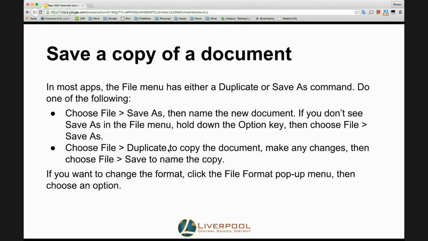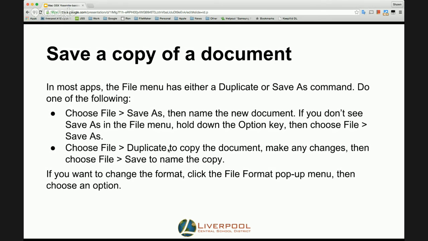So you open a document that you've already created or already saved. Now you want to save it in a different place or with a different name. Notice, different place or different name, or both. So a different place and a different name. You would choose File Save As or File Duplicate. If you want to do File Save As and you don't see Save As, hold down the Option key. Save As will be there. Okay, hope that helps alleviate some of the confusion.